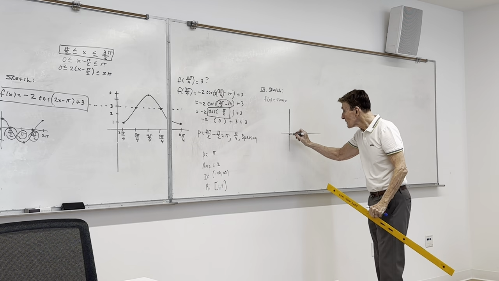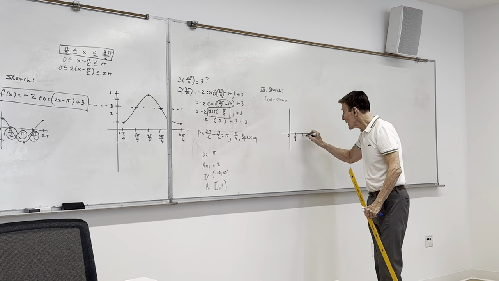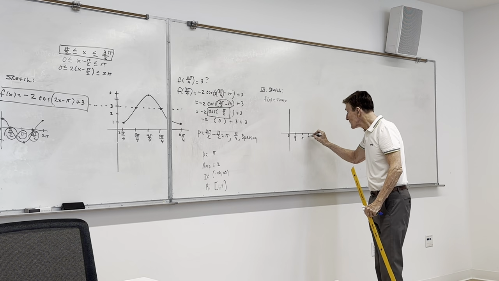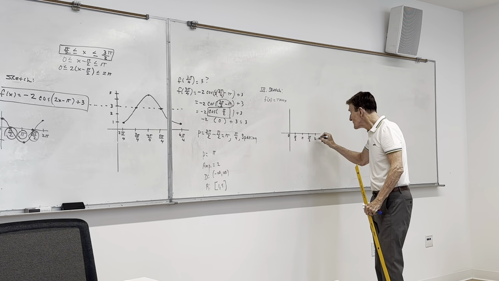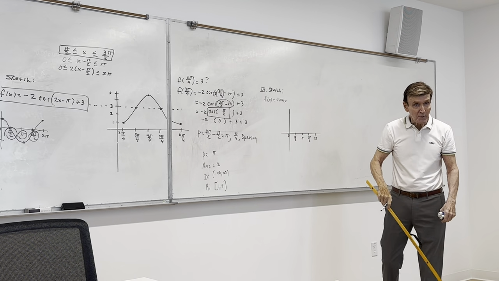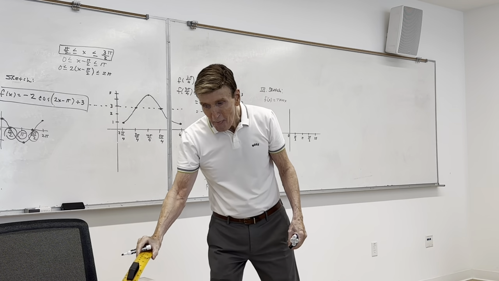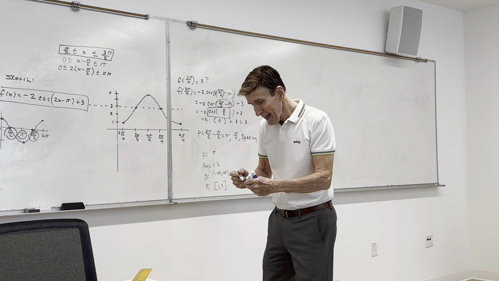Okay, that's 0, pi over 2, pi, 3 pi over 2, 2 pi. Is it true? Those came from the unit circle. Now I'm doing tangent. What's the definition for tangent? Y over x.